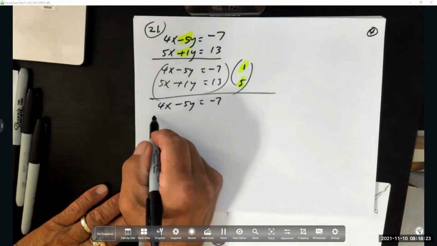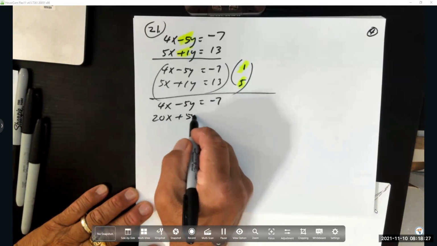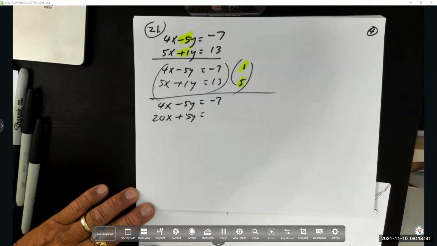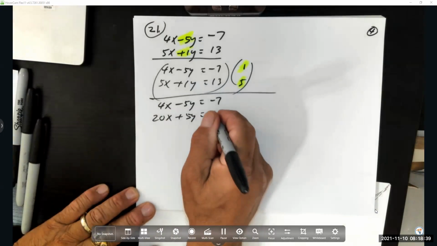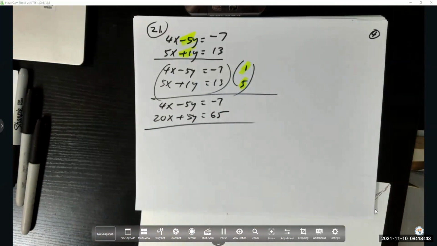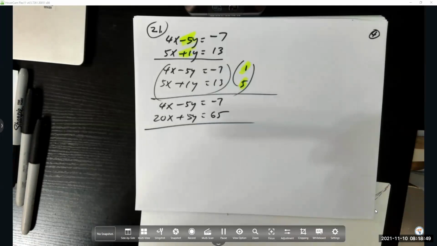5 times that is 20x. 5 times that is 5y. And 5 times 13, I don't know, what is 5 times 13? What would y'all get? 65, is that right? Yes or no? Tell me. Yes, okay.